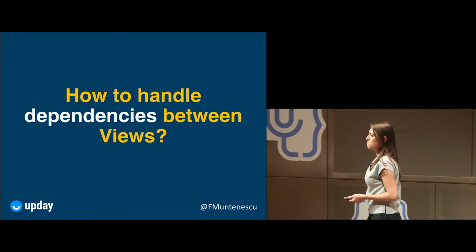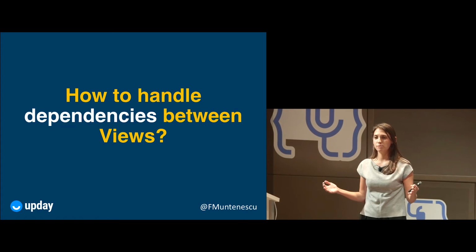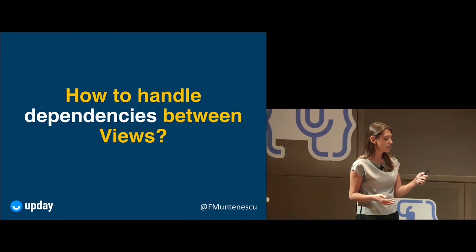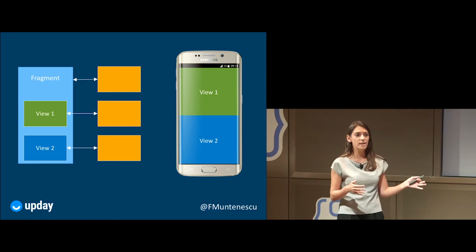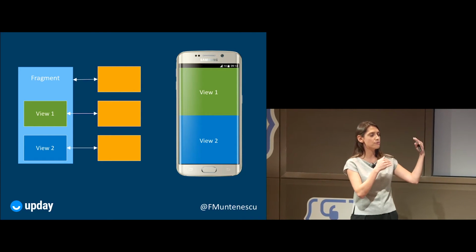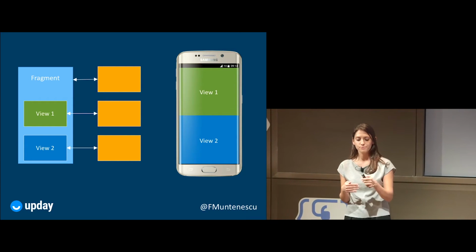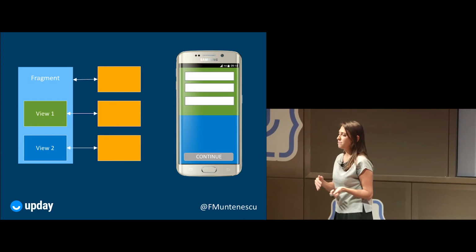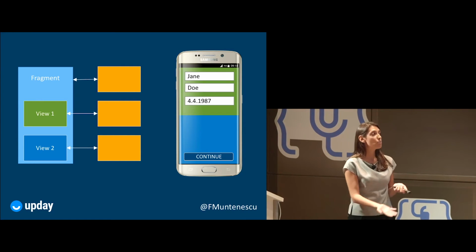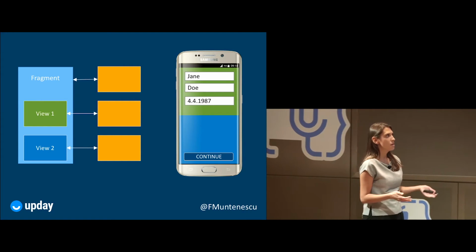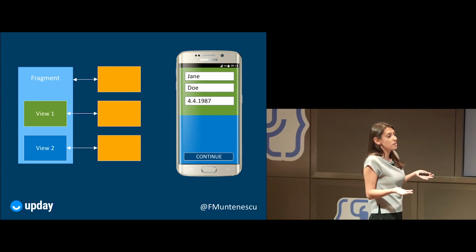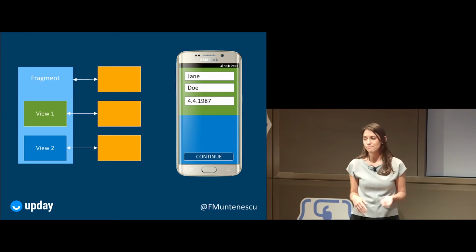Okay, so if we have multiple views, what do you do if these views somehow depend on one another? How do you handle these dependencies? So let's say that you have a fragment that has view 1 and view 2. So in your app, this would look something like this. In the top part, you will have view 1, and in the bottom part, you have view 2. In view 1, you would have some edit texts, and only when all of these edit texts are filled, a button would be enabled. But view 2 doesn't know anything about view 1. How would view 2 know when all the edit texts have been filled?